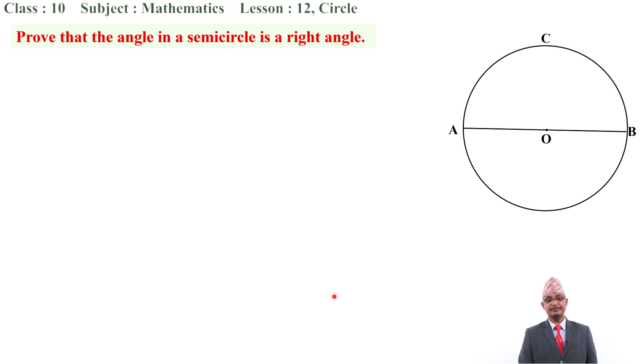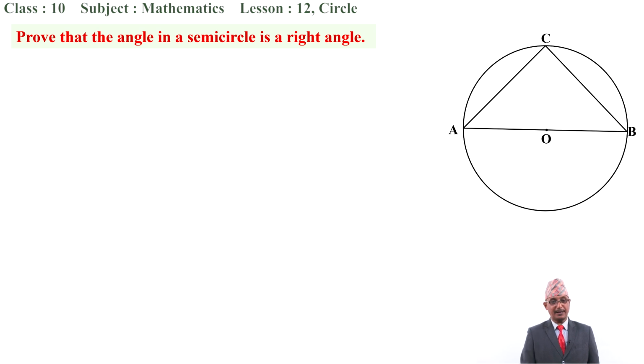This is point C. Now with the help of ruler and pencil, join AC. Similarly, join CB or BC. Then angle ACB is the inscribed angle, or angle at the circumference made by diameter AB. So this is called angle in a semicircle. ACB is angle in a semicircle.